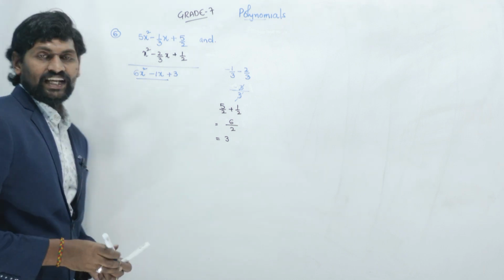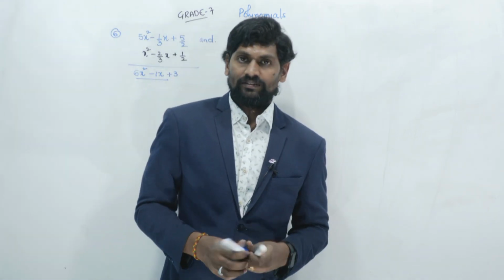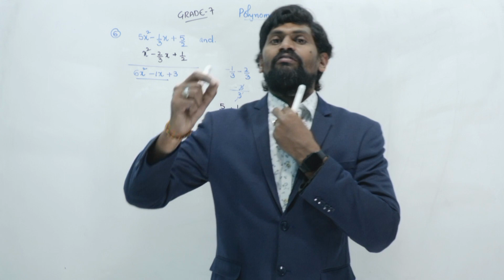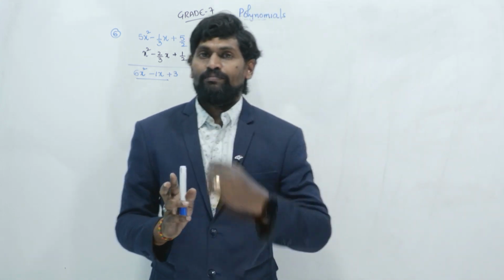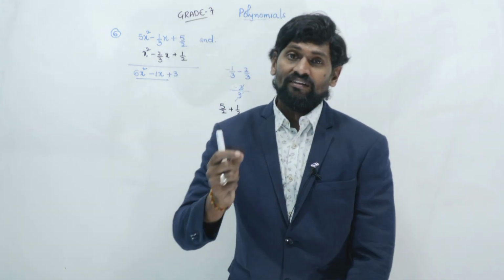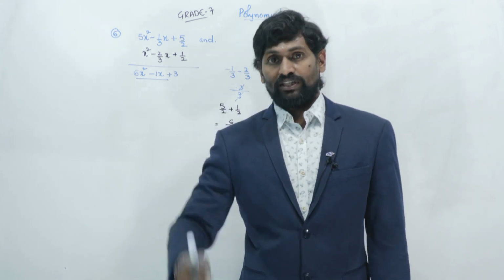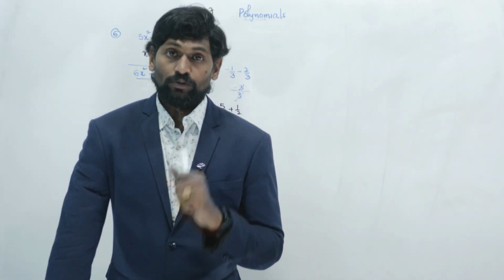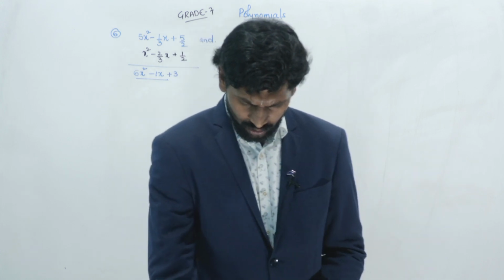Okay? This type of method is called the vertical method. While arranging the algebraic expressions or polynomials, we need to check that like terms come together, one below another. Right. Okay, let us move on to question number 7.